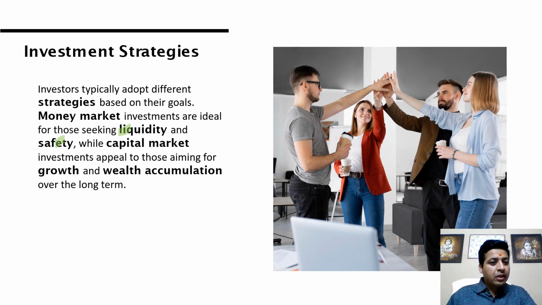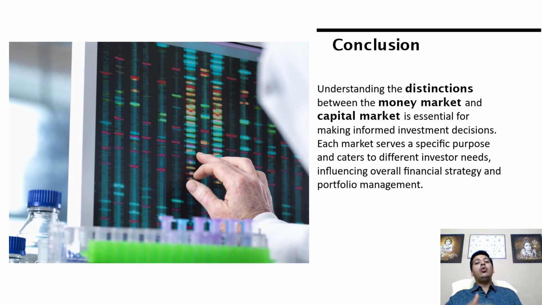There are two things: one is growth, and the other is wealth accumulation. If you want these things, you always go for the capital market. Don't put all your eggs in one basket. You always have safer and riskier options, and depending upon your option, you think about the future, and that way you plan how these markets distinguish from each other.